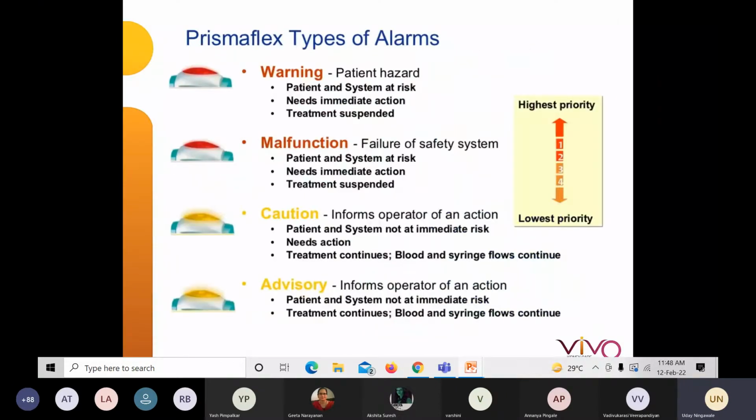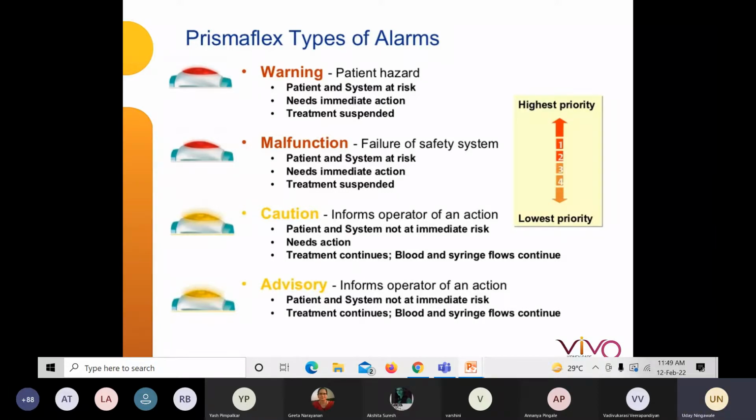The alarm: red indicates a warning and malfunction. It is divided into two categories. Patient hazards: the patient and system are at risk and need immediate action. Treatment is suspended during that period, because if we continue, it is going to be a risk to the system or patient. Malfunctioning: failure of the safety system, patient and system at risk. These need immediate actions, and during this time the treatment gets suspended.